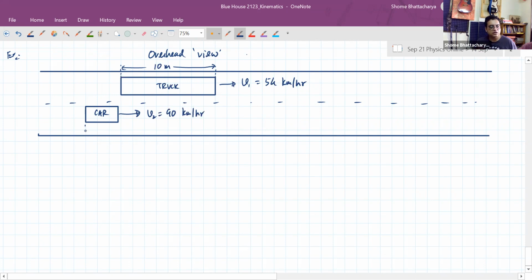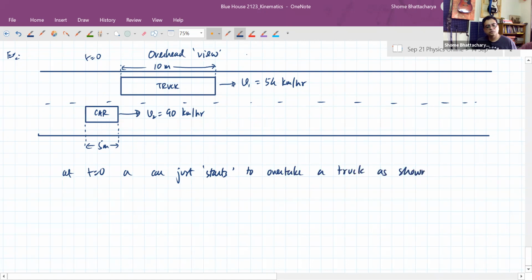And the length of the car is 5 meters. So at t equal to 0, a car just starts to overtake a truck, as shown. Assume both move at uniform velocities during the overtake.